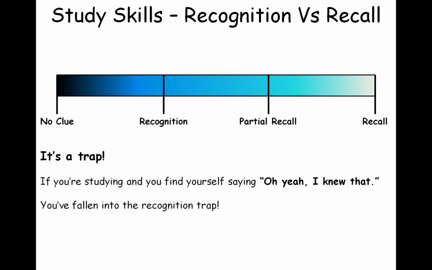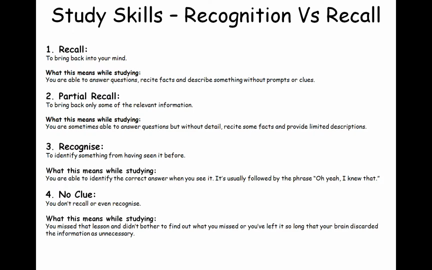So to help our understanding of this, I've created a continuum on screen, starting out with no clue. Then we move on to recognition, partial recall, and finally total recall. So let's have a look at what each of these means. Recall, to bring back into your mind. So what this means when studying is that you're able to answer questions, recite facts, and describe something without prompts or clues.